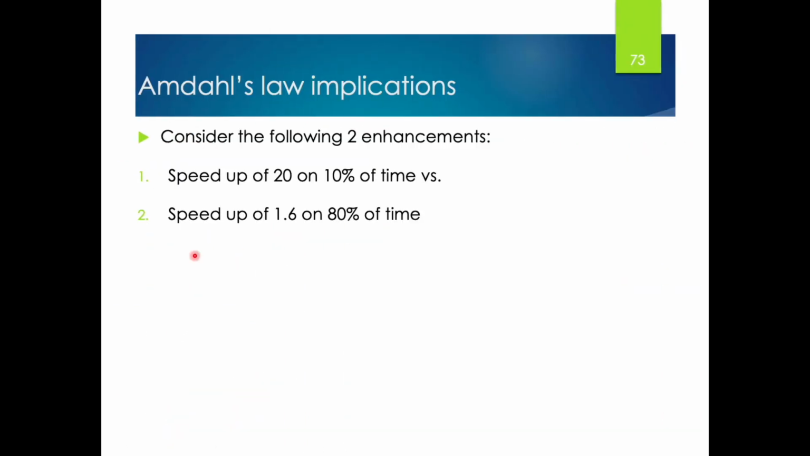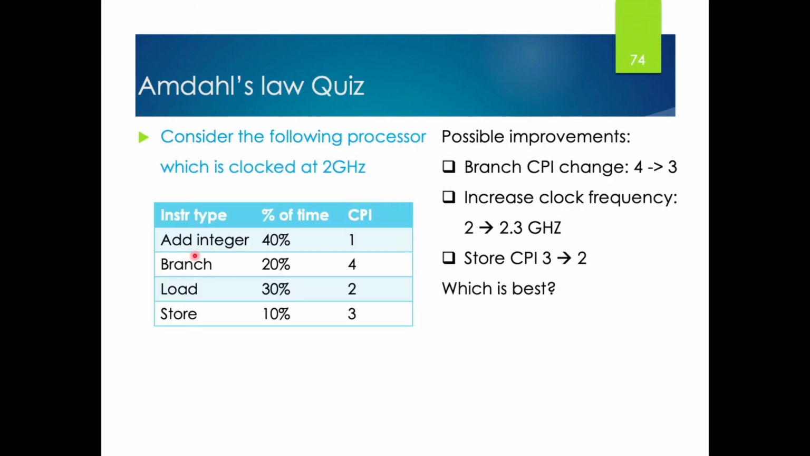Now, we move to the second exercise. Consider the following processor, which is clocked at 2 GHz. There is a program that runs on this processor, and the program consists of 4 instruction types. These are add, integer, branch, load, and store. And this is the percentage of time that each instruction contributes to the whole program. And this is the cycles per instruction of each instruction type.